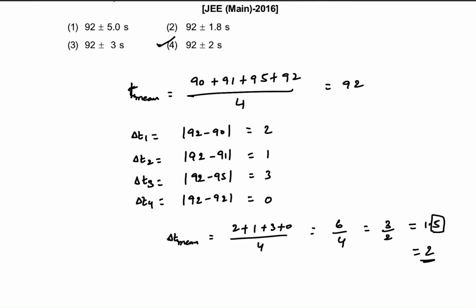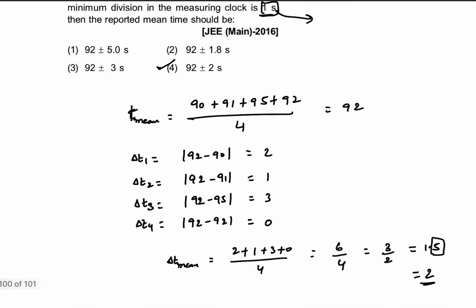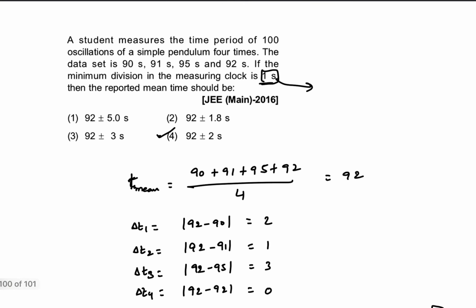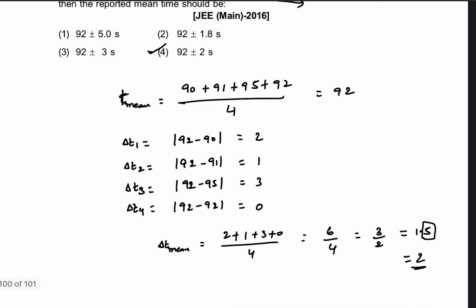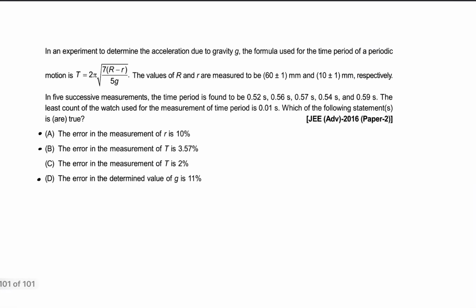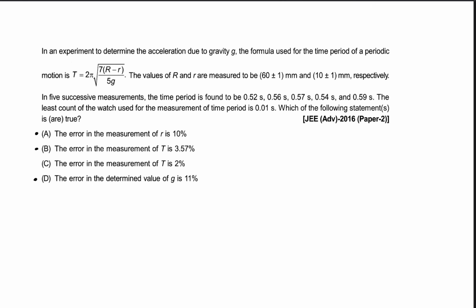Now you can see 1.5 is there. I need to drop the 5. If I drop the 5, the preceding digit is 1 here, so I should get the 2. So the answer is the fourth option. Actually I have taken this to show how to drop this 5.